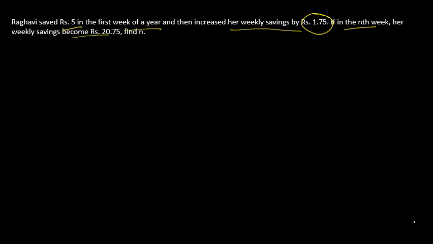There is a common increase in the first term, which is of course the first week's saving. First week saving is 5 rupees. Then every week she is saving 1.75 more. And then in the nth week, we don't know the value of n, but at some point she has 20.75 rupees. So we have to find out which week it is.